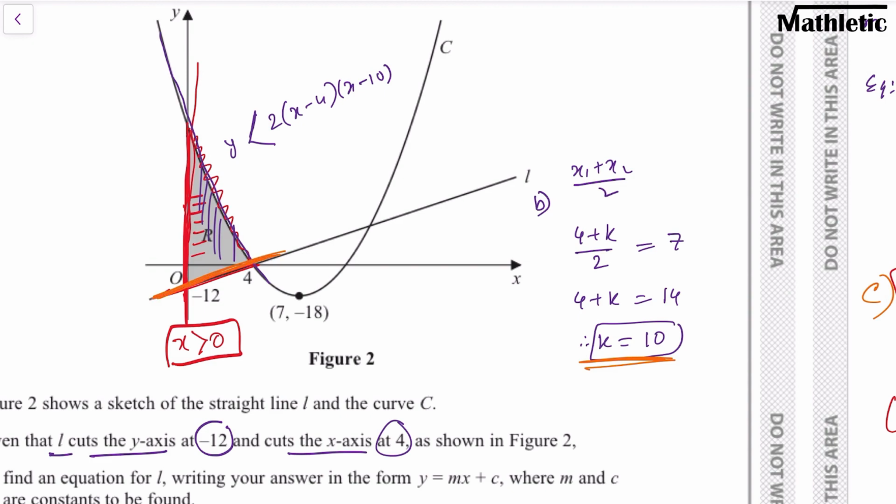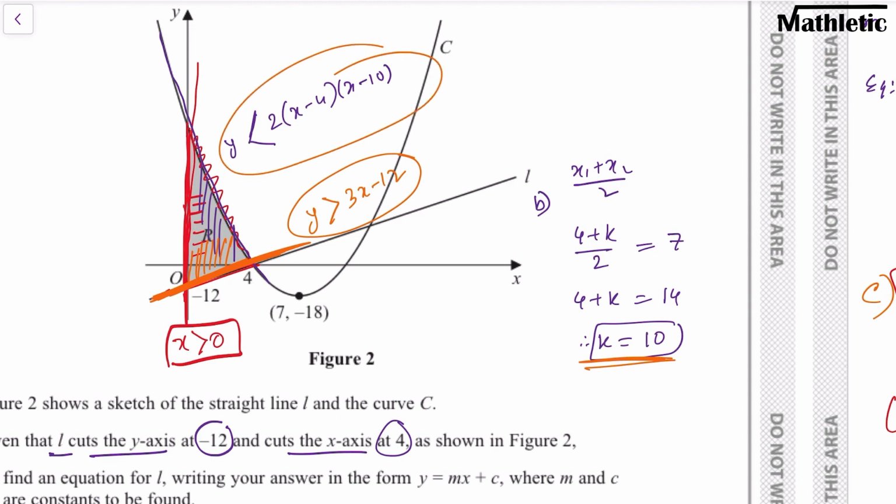Then the equation of the line is actually y equals 3x minus 12, and since the shaded region is above the line, it should be greater than. So these are the inequalities that describe the shaded region. You just need to analyze the position. If it's towards the right, use the greater than sign. If it's towards the left, you use less than. If it's above, you use greater than. If it's below, you use the less than sign.